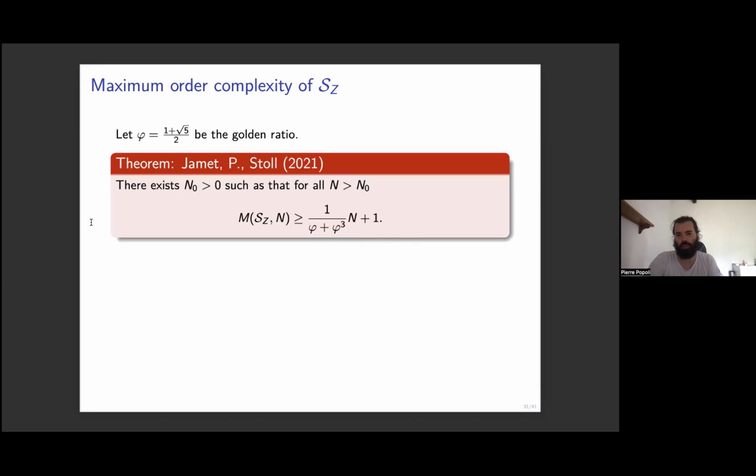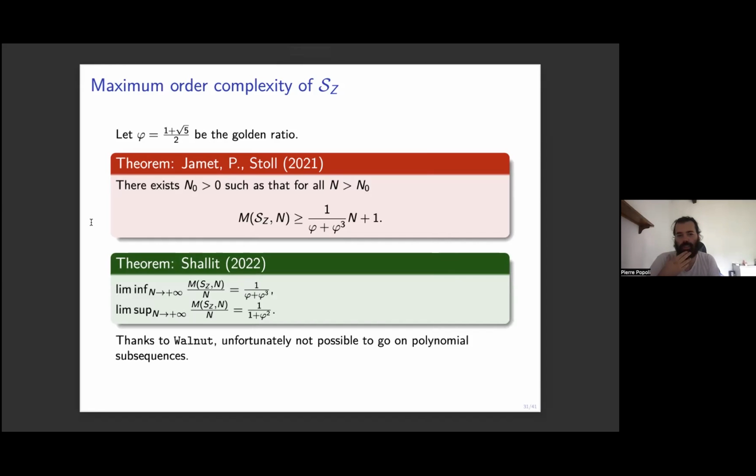And in 2022, Shallit proved with Walnut that the ratio of the maximum order complexity divided by n has a limit inferior equal to the bound of the constant that we have found, 1 over 5 plus 5 phi cubed, and the limsup is 1 over 5 plus 5 squared. And you can prove this with Walnut because the special factor property can be translated in Walnut.